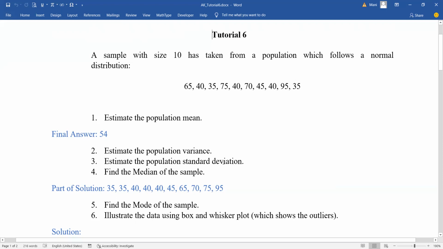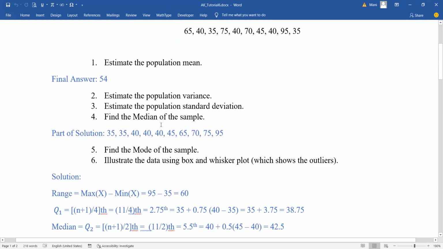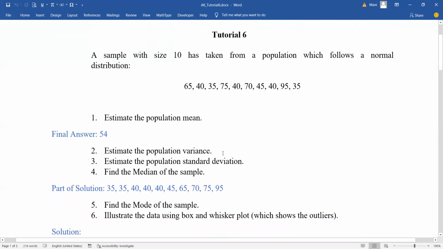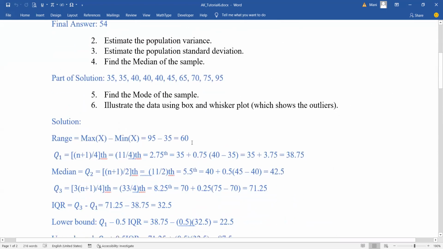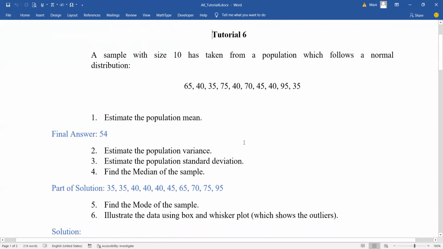And what about standard deviation? You just take the square root of the variance. And what about finding the median of the sample? Okay, for this one, this is new. Let me talk about it in more detail, specifically when we talk about the box and whisker plot.